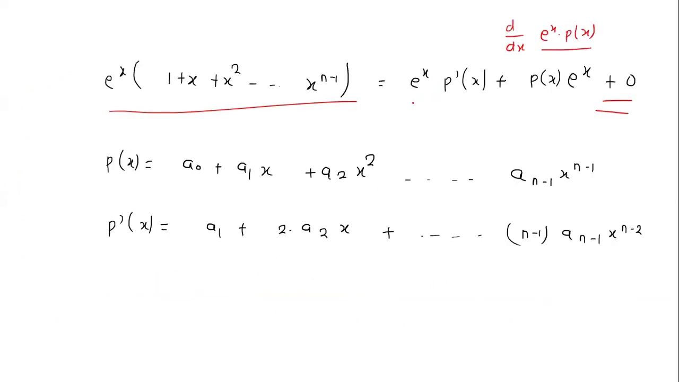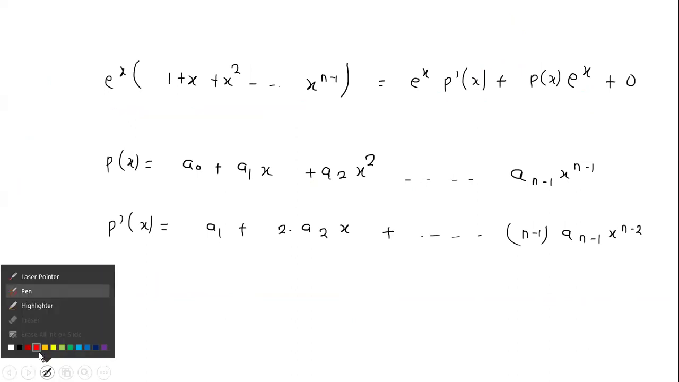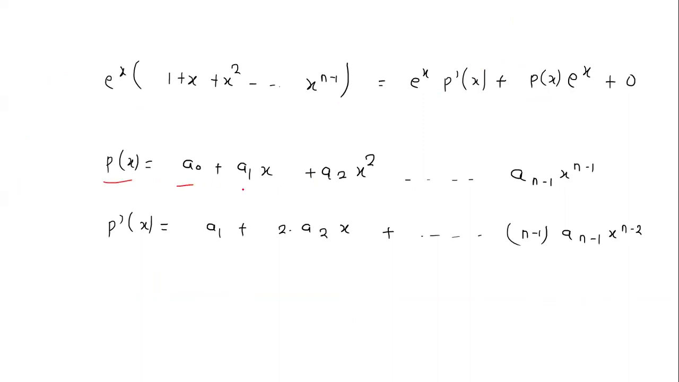So this differentiation will become e power x multiplied by p dash x plus p of x multiplied by e power x. Now we can assume a polynomial p of x in this way, like a0 plus a1x plus a2x square up to a n minus 1 x power n minus 1. Why are we going up to only x power n minus 1? Because you see in the left hand side the maximum power is x power n minus 1. If you take a higher power, then those coefficients will become 0 when you compare both sides. So that's why we are only going up to x power n minus 1.